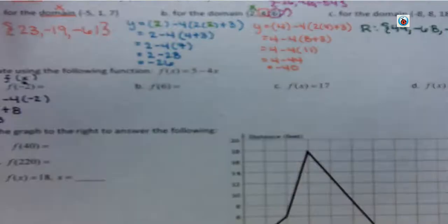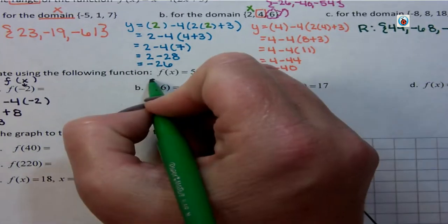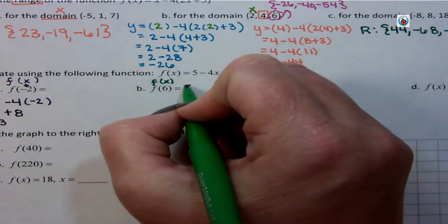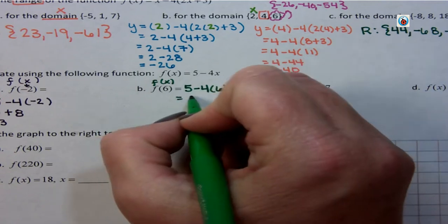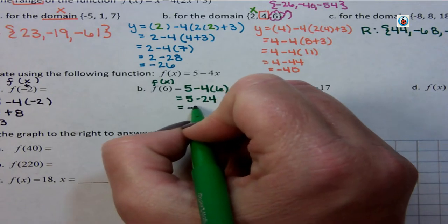Okay, we're going to do the same idea. This time we're going to evaluate it for x equal to 6, so we're going to plug in 6. So I'm going to do 5 minus 4 times 6, 5 minus 24, which gives me a negative 19.